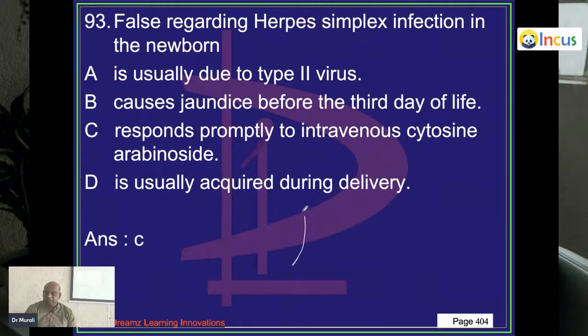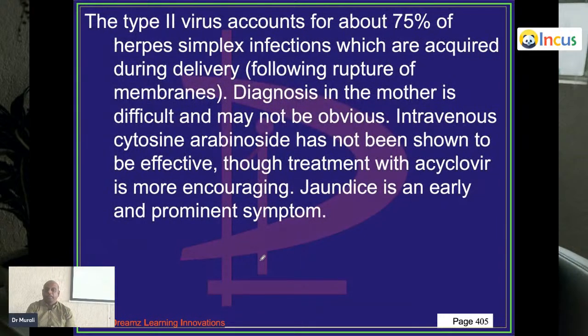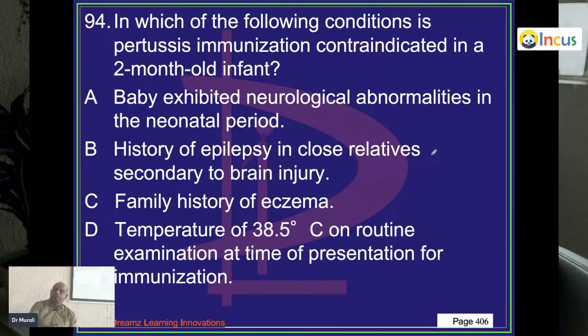it usually is acquired during delivery. It is a type 2 virus. Always type 1 is oral, type 2 is below. Then it can cause jaundice before the 3rd day of life. That is also true, is what you need to remember. Acyclovir treatment is known to be effective, not cytosine arabinoside. Pertussis vaccine is contraindicated whenever the temperature is very high, typically contraindicated.